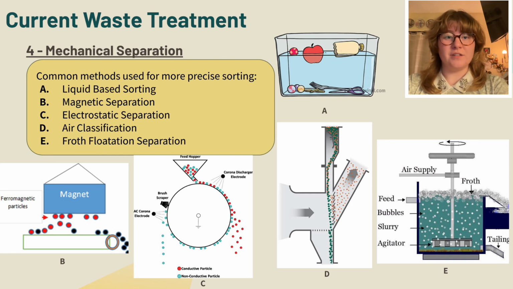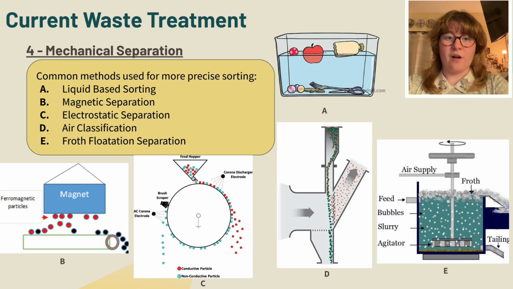Air classification is separating shredded material based on density and aerodynamic properties by blowing air onto a stream of e-waste as seen in image D, so that the airflow will make the lighter material, as shown in orange, separate upwards to be collected and the heavier material, that's colored in green here, to settle towards the ground.